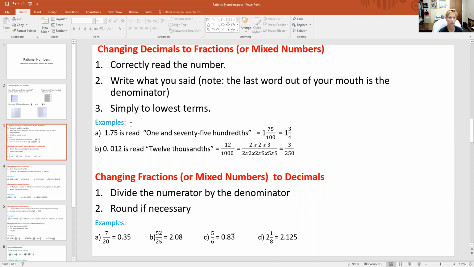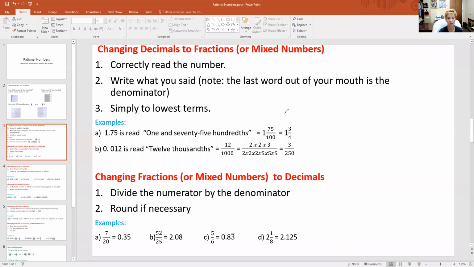For instance, look at this one right here, 1.75. Now, how do you read it? You don't say 1.75. You say 1 and 75. Now, what place is that 5 in? It's in the hundredths column. So that's why that's red, 1 and 75 hundredths. So you literally just write down 1 and 75 hundredths.